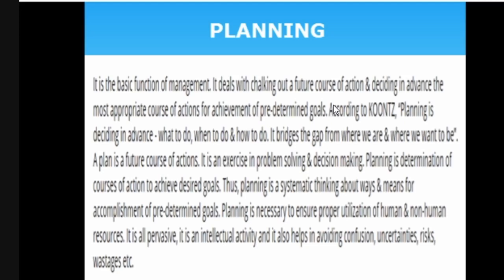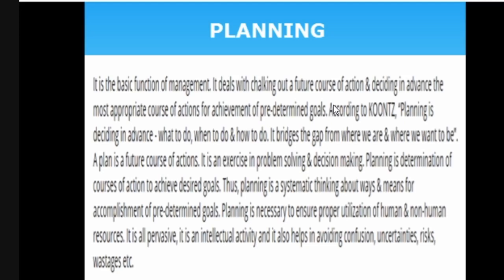Oh, I have to get up at 4 a.m. So, deciding in advance the most appropriate course of action for achievement of predetermined goals. Your goal is to catch the train at 6 a.m., right? For that, what do you have to do? You have to plan in advance. You have to draw out a sketch: these are the things I have to do, these are the things I have to pack, by 4 o'clock I have to reach, by 4:30 I need to book a taxi, like that. You are chalking out the things in advance. So that is called planning.